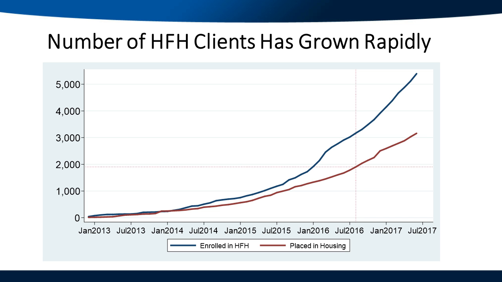The second thing I wanted to highlight, you can see two lines that intersect around July of 2016. That shows the data we're using in our quantitative analysis because we have a 1-year follow-up. We had data through July of 2017, but we're only using data for clients who enrolled through July 2016 so that we can follow them for a whole year after they moved into housing.